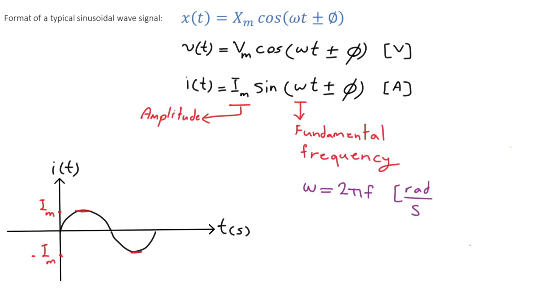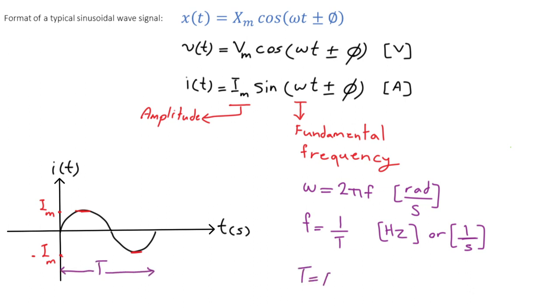The formula of fundamental frequency is 2 pi f. F is the frequency and its formula is 1 over T. T is the time period, the length of time for one complete oscillation, and it's in seconds. If you have the value of period, you can find frequency and then omega, or vice versa.